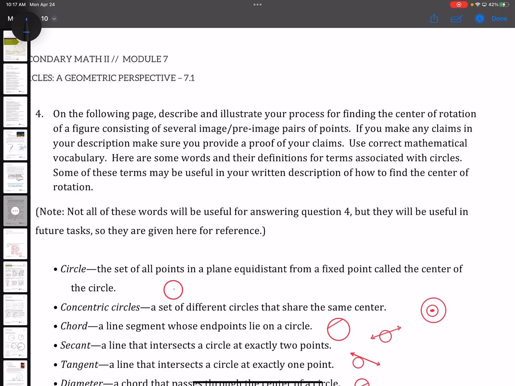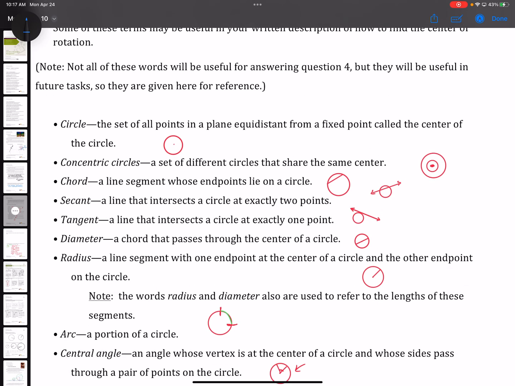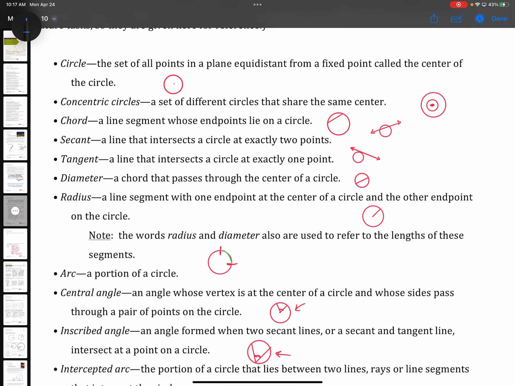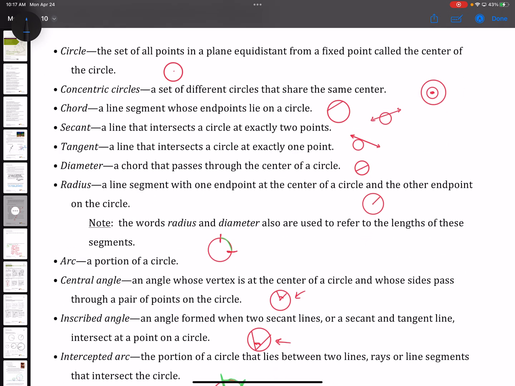No, we've got a hot minute left. So we're going to illustrate and find the center of rotation of a figure of several image and pre-image pair points. If we make any claims, we're going to have to provide a proof of those claims, okay? But before we do that, we're going to read through all of these vocabulary words, because these might be helpful for us as we continue on in this section and module of geometry, okay?